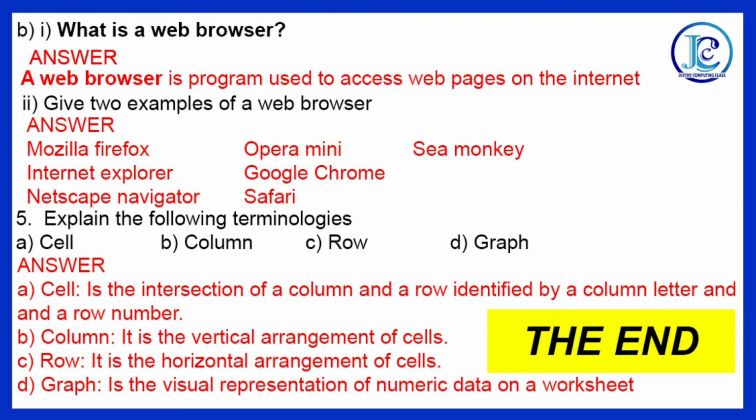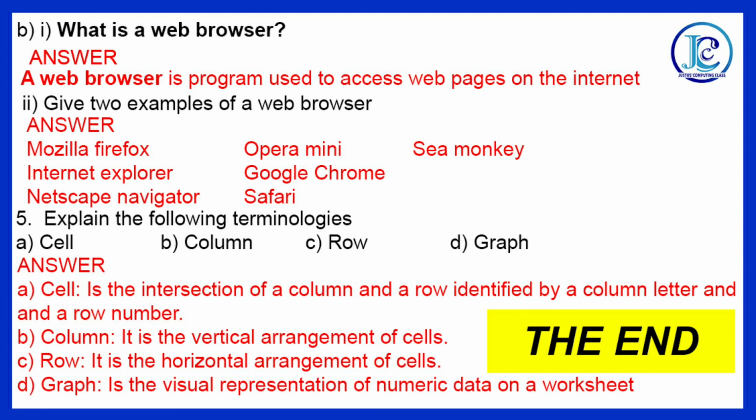Then we have column. Column is a vertical line of cells from top to bottom. Simply, column is the vertical arrangement of cells. Then row is the horizontal arrangement of cells. Simple answer. You are good to go. Are we okay? Good. Then the last one is graph. It is a visual representation of numeric data on a spreadsheet. So that is for graph.